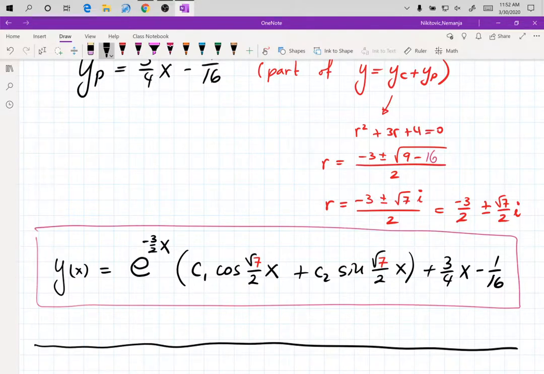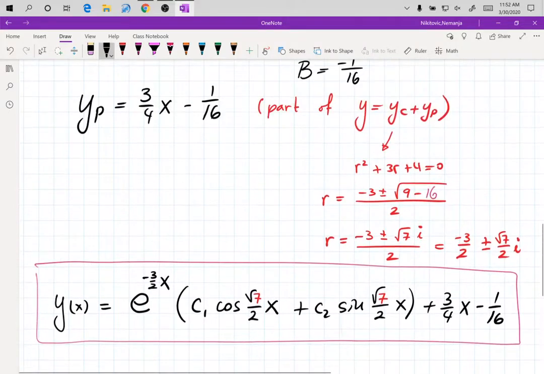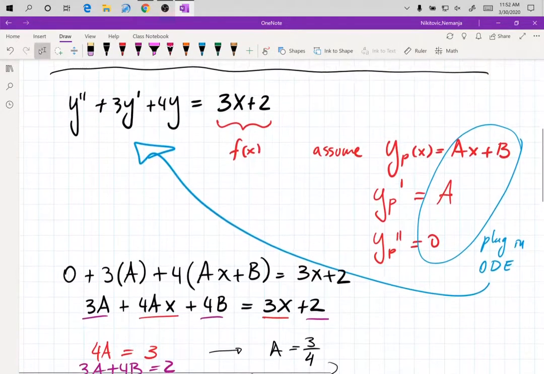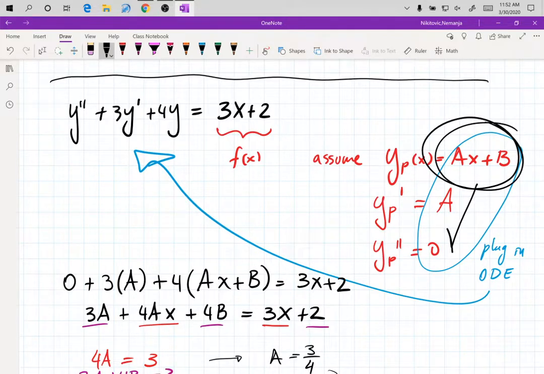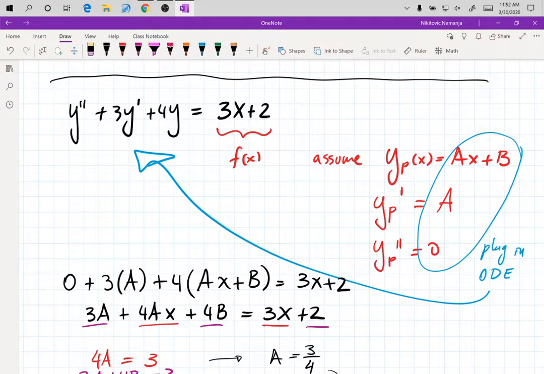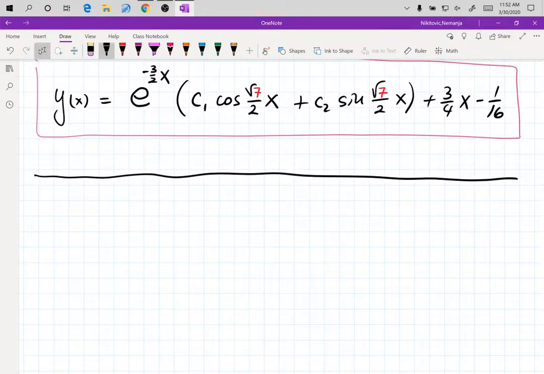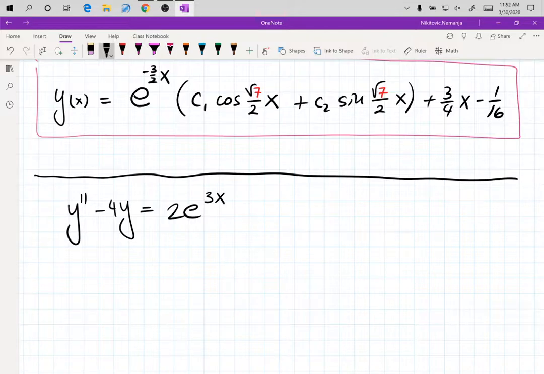Good. Let's solve another problem. If you have a polynomial, you will set up the polynomial, you will differentiate the polynomial, you will plug it into the equation. Now we're going to do the same thing with exponential and a trig, and we are actually done. That's undetermined coefficients. So y double prime minus 4y is equal to 2e to the 3x.